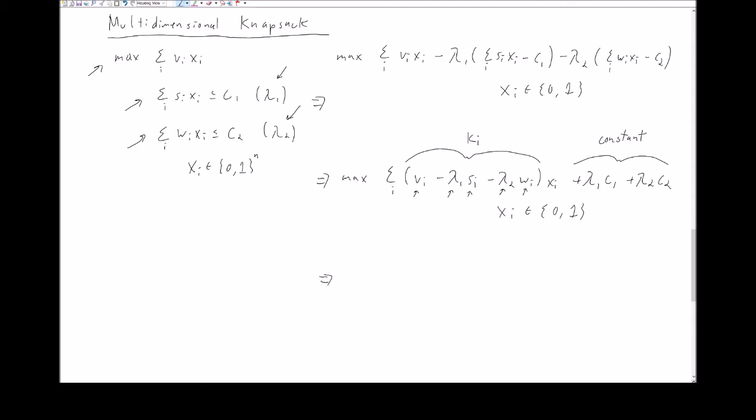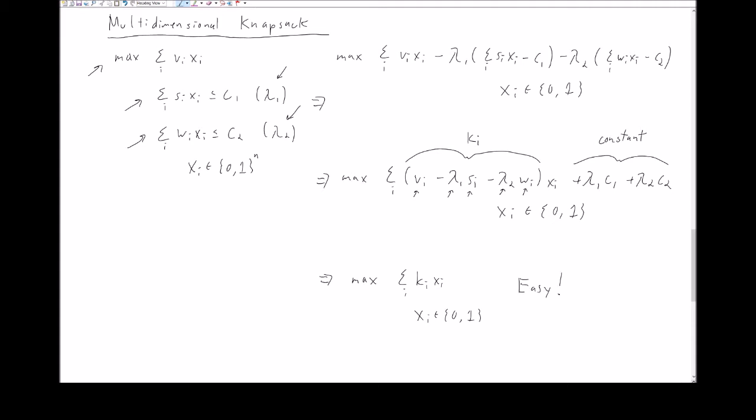If we define this new term as ki, we can rewrite our original Lagrangian relaxation as the sum over all i of ki xi, subject to xi being in 0 or 1. Now we have the structure down in front of us, and from this it should be apparent that this is an easy problem to solve.